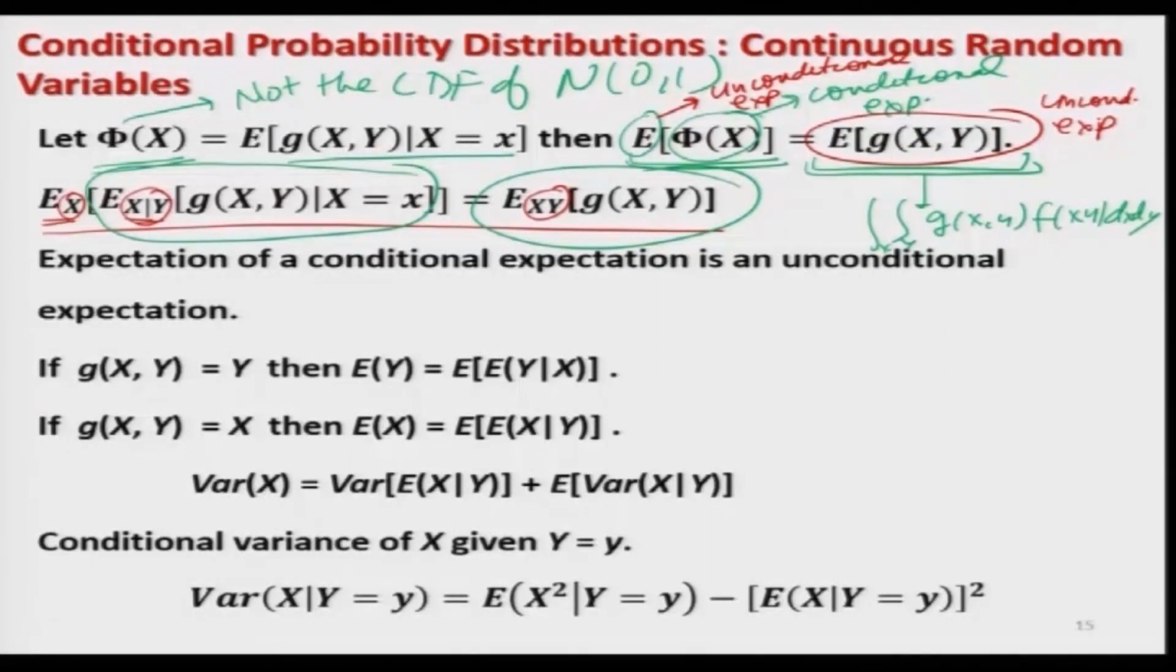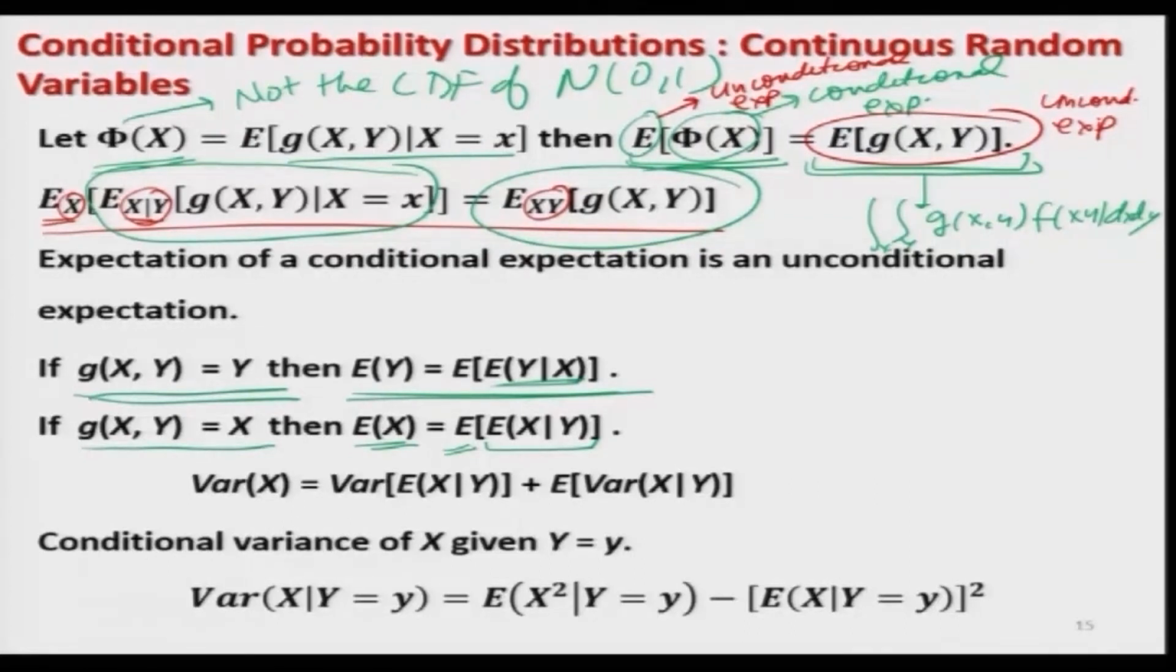So, now in case you take g(X,Y) equal to Y, then the expected value of Y is simply going to be the expected value of the conditional expectation of Y given X. And in case you take g(X,Y) equal to X, then the expected value of X is going to be the unconditional expectation of the conditional expectation of X given Y. Right. So, now based on that, if you want to find out the variance of such a variable, then the conditional variance of X is obtained here in a different way.